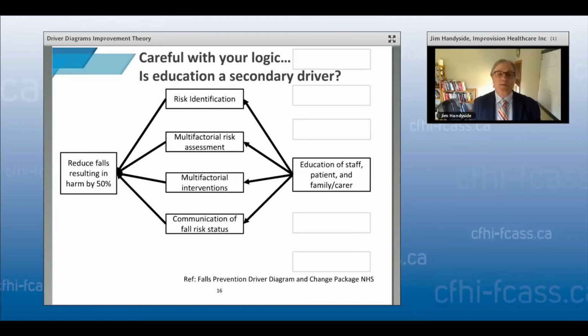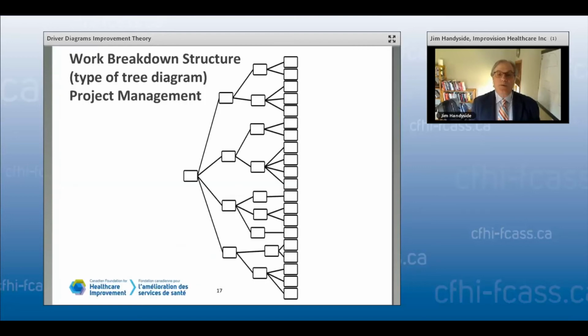And I'll return to the falls reduction tree diagram, or the driver diagram, just to point out: the education was situated here as a primary driver. I would suggest that education is rarely a primary driver. It's almost always a secondary driver. It's a means for enabling these other drivers to be realized. Education on its own rarely causes any quality improvement.